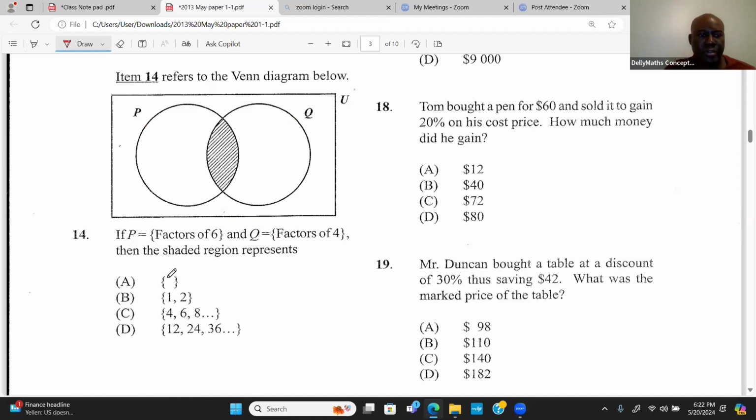14. So this is a repeat too. Factors of 6. Let's write them. 1, 2, 3, 6. Factors of 4. 1, 2, 4. The shaded region is referring to the part that overlaps. So after you have listed the factors of 6 and factors of 4, you want to look for the parts that overlap. And it is this. 1 and 2 would be in there.